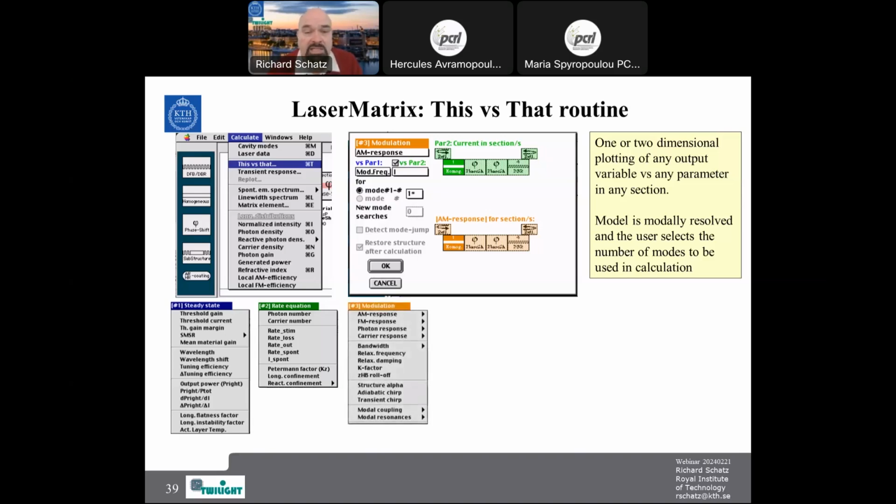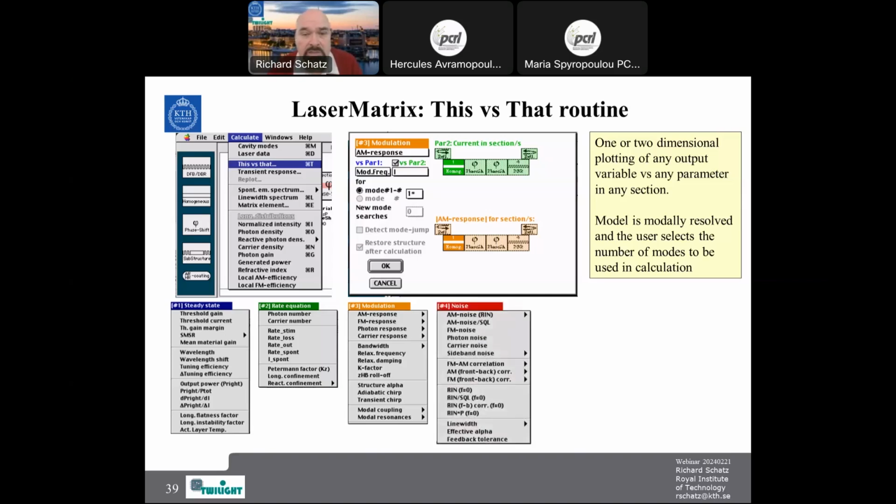Then you have modulation. In the modulation menu, you can get AM response, FM response, photon response, carrier response. You can calculate the bandwidth as a function of any parameter, the relaxation frequency or the damping factor for any parameter. In fact, you can do relaxation damping for all resonances in your laser, both the carrier-photon resonance and the photon-photon resonance. So you can also calculate this adiabatic chirp and transient chirp and the structure alpha parameter that I talked about.